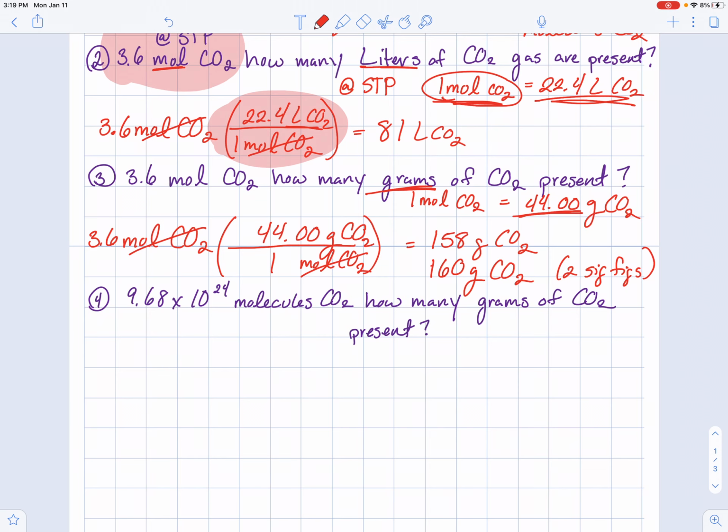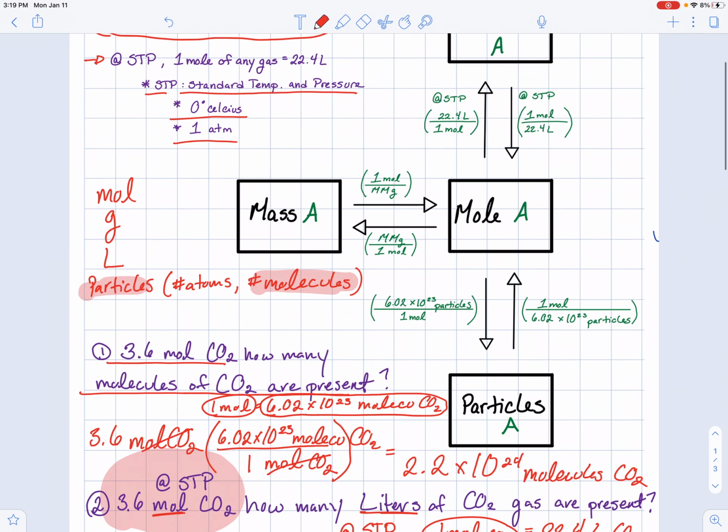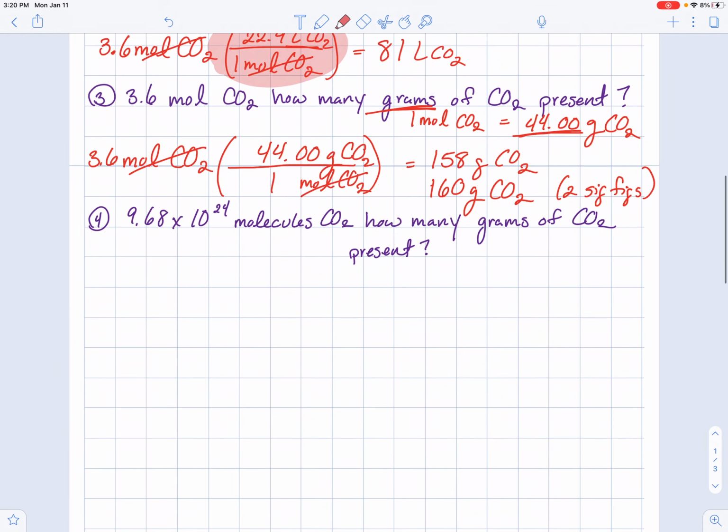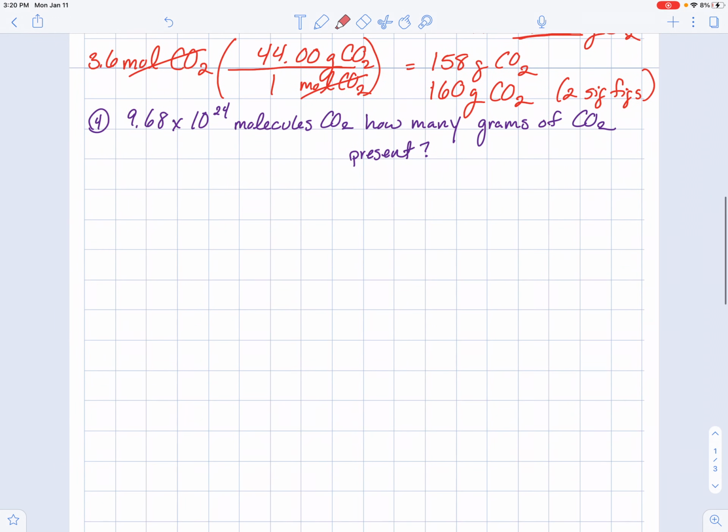All right. Again, if you want to follow the mole map up here, I've started in moles. I've asked you to go to mass, which is in grams. And so this is the conversion factor you're going to have to use. Now keep in mind, you're going to have to figure out what that molar mass is by using the periodic table. All right, last one.